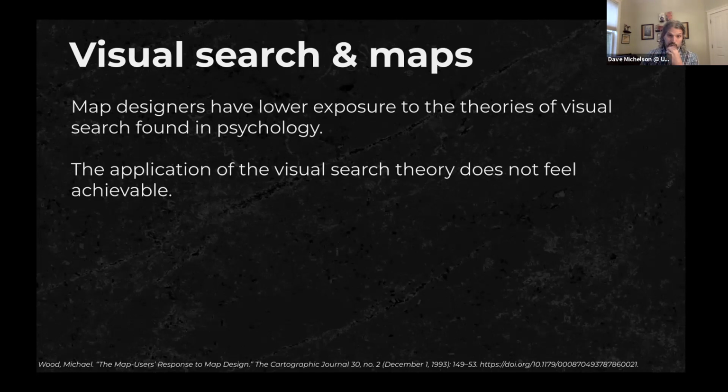Second, the application of visual search theory doesn't really feel achievable. And by that, I mean, when you're dealing with a map and it's a representation of the world, we have very little control over where these objects on the map live and where they are at, or even what they look like. We have no control over it. So it feels very unachievable to use the techniques of circles and squares and P's, Q's, and T's that we see in some of the visual search research.